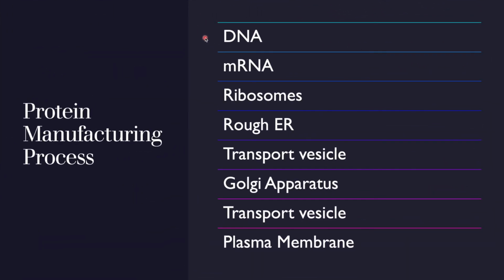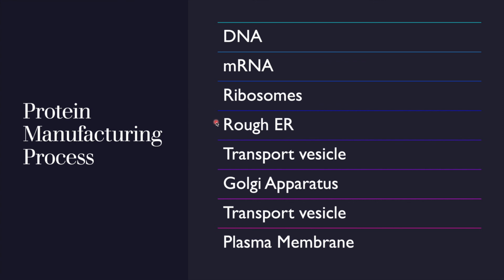To end this video, I wanted to summarize the protein manufacturing process because this is often tested on the AP. It begins with DNA in the nucleus, which is then transcribed into mRNA. Then the mRNA moves out of the nucleus and attaches itself to a ribosome. If this protein is destined to be a secretory protein or a plasma membrane protein, the ribosome embeds itself into the rough ER, and then begins the translation process from mRNA to an amino acid sequence.